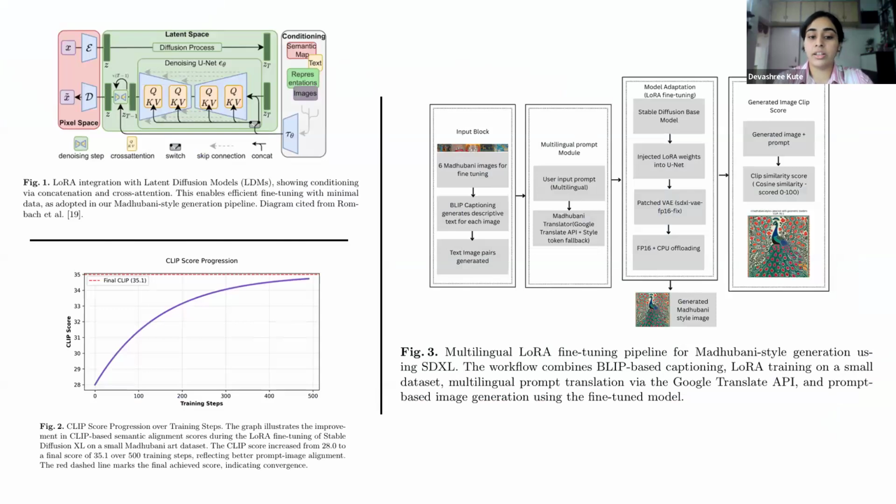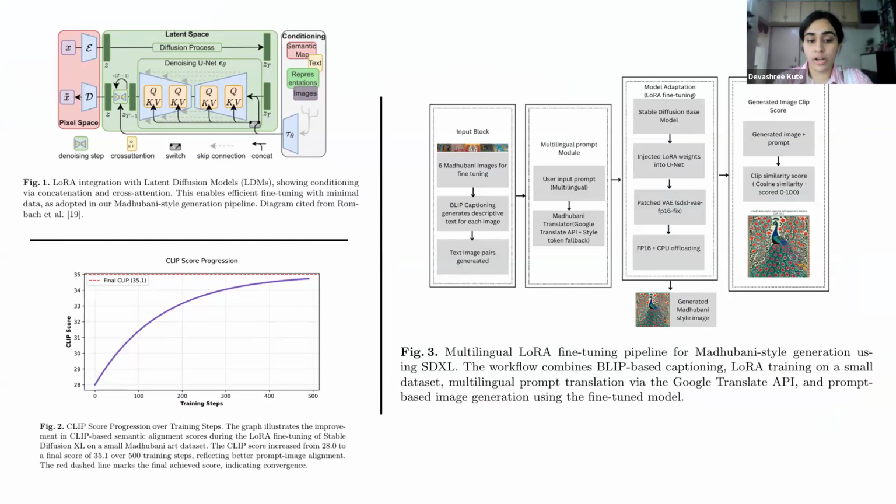So this is the multilingual LoRA fine-tuning pipeline for Madhubani style generation using SDXL. This is the input box where 6 Madhubani images were used for fine-tuning. And then we did the BLIP captioning to generate the text for each image, and then the text and image pairs were generated. The next module is the multilingual prompt module, where we have used Google Translate API and a style token fallback.